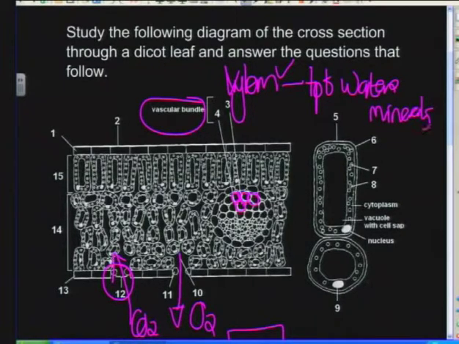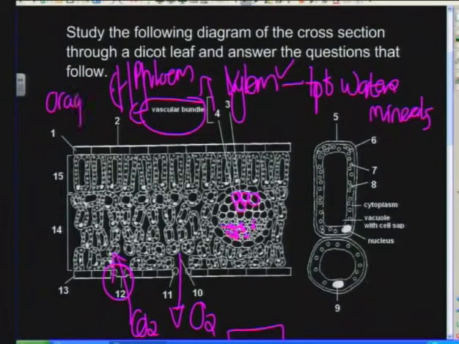Number 4, at the bottom here, they're usually not as thick as xylem. And remember, you had your phloem, and you always had a little companion cell next to it because it doesn't like to be alone. There's my phloem. And it transports organic matter.